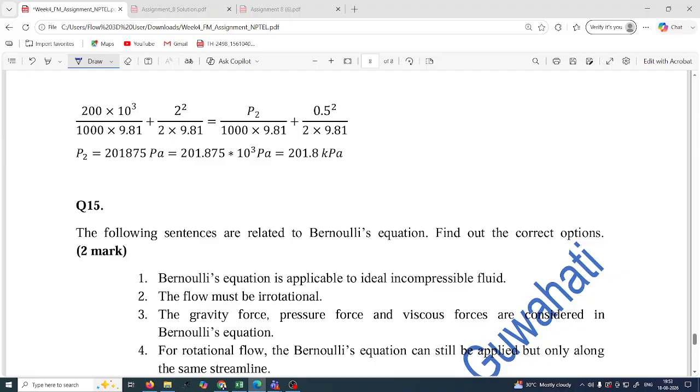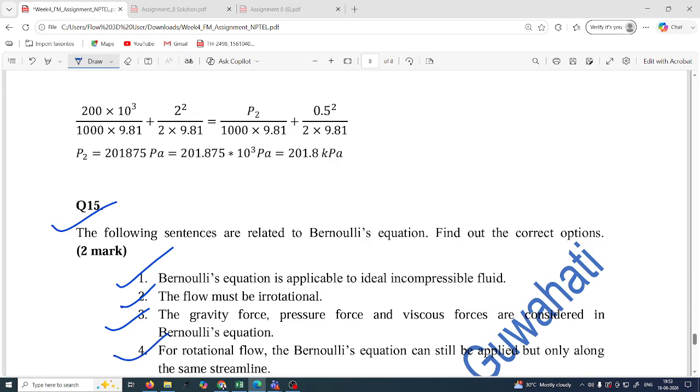So the question is, the following sentences are related to Bernoulli equation, find out the correct option. Bernoulli equation is applicable to ideal incompressible fluid. The flow must be irrotational. The gravity force, pressure force and viscous force are considered in Bernoulli equation.